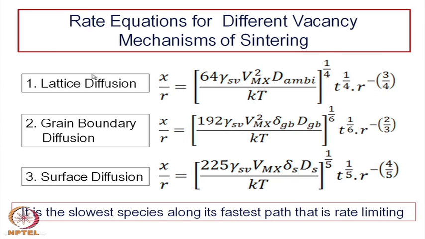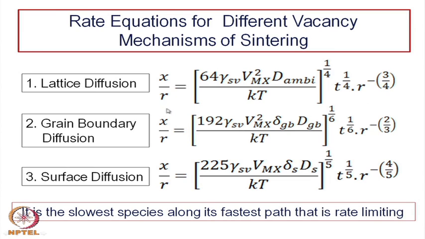Now, there are 3 different mechanisms or different paths the vacancy can follow, and that is why 3 different names have been given, as mentioned earlier: the lattice diffusion, the grain boundary diffusion and the surface diffusion. And the rate equations are also different. We are not going into the details of that, but more or less in the same manner as we have done in the case of evaporation condensation, one can go through that kind of mathematical analysis and find out these rate equations.